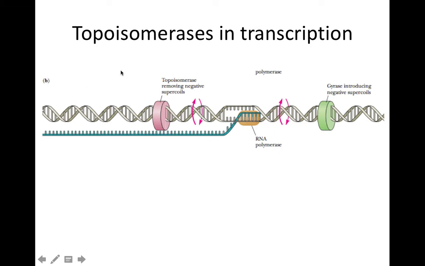So, sa transcription, we will be involving topoisomerases. Largely because if you unwind your DNA, there will be torsional strain here and here. As such, topoisomerases are important to relieve that torsional strain.